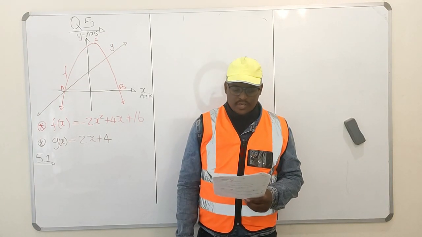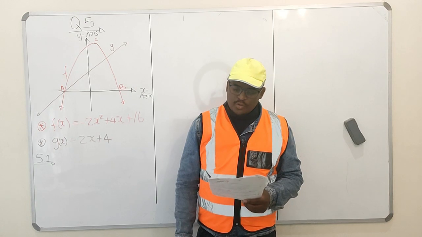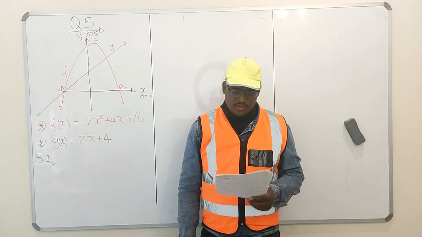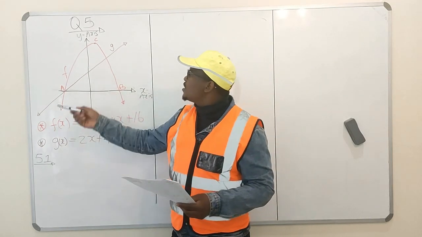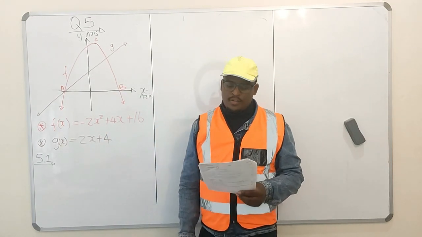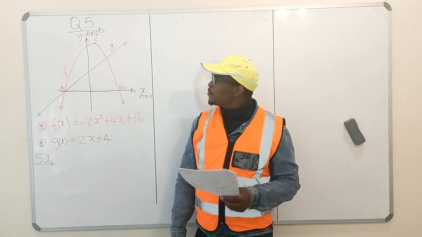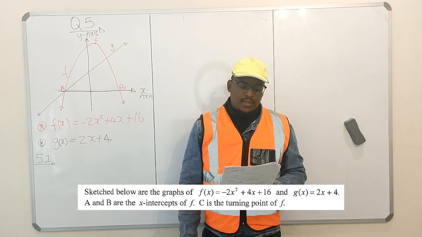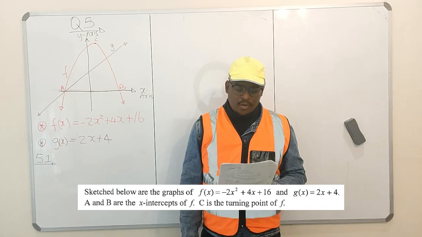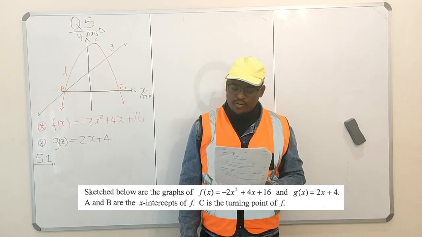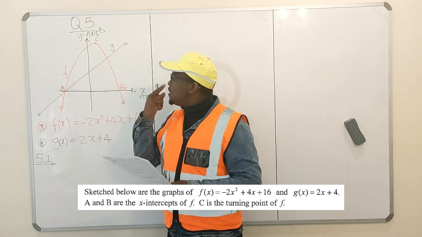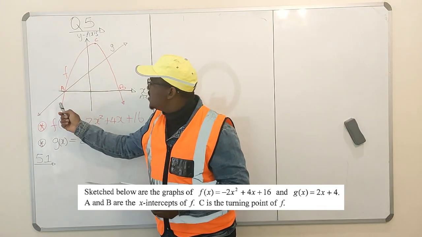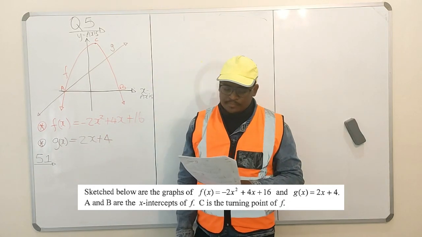So in this video I'll be doing question 5 of the May/June 2021 question paper, Mathematics Paper 1. And these are functions. So we have a parabola and a straight line, as you can see here. I'm going to read the statement and then proceed to answer the questions that follow. Okay. Question 5. Sketched below are graphs of f of x and g of x. As you can see here, we have the sketched g of x and f of x functions.